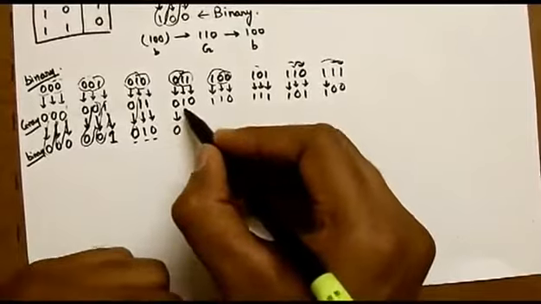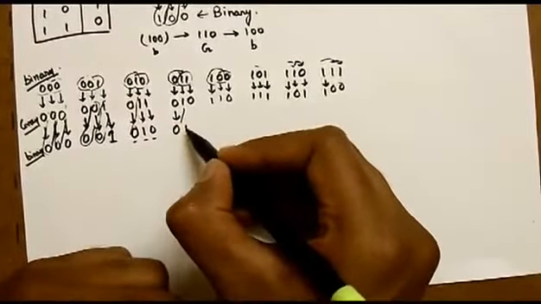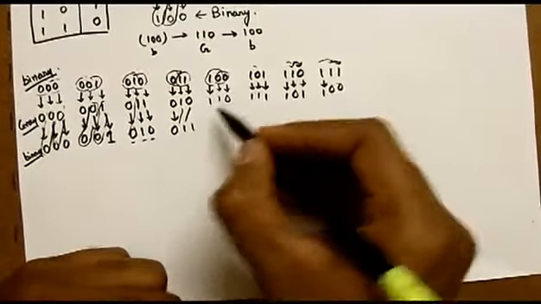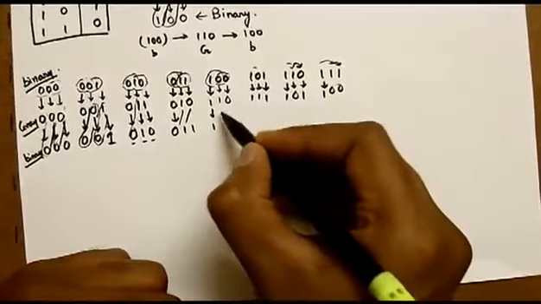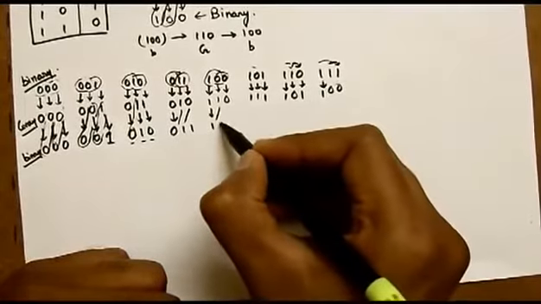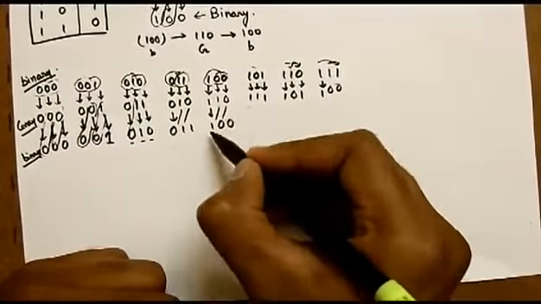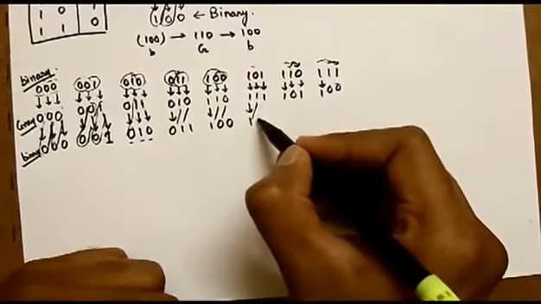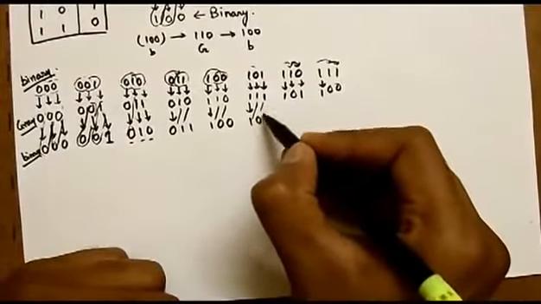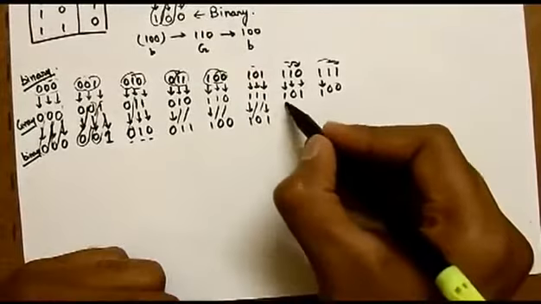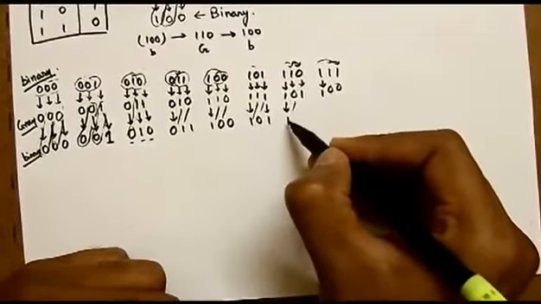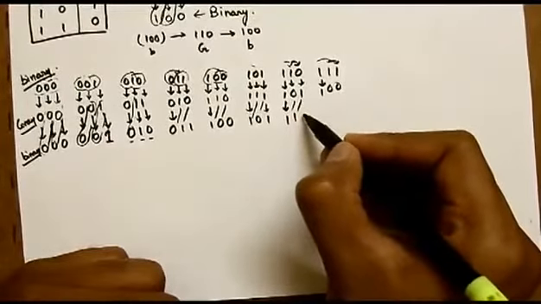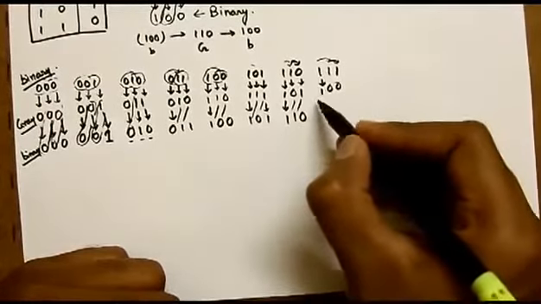0, MSB is the same. 0 and 1 XOR, it is 1. 1 and 0 XOR, it is again 1. MSB is the same. 1 and 1 XOR, it is 0. 0 and 0 XOR, 0 again. MSB is the same. 1 and 1 XOR, it is 0. 0 and 1 XOR, it is 1. MSB is the same. 1 and 0 XOR, it is 1. 1 and 1 XOR, it is 0.